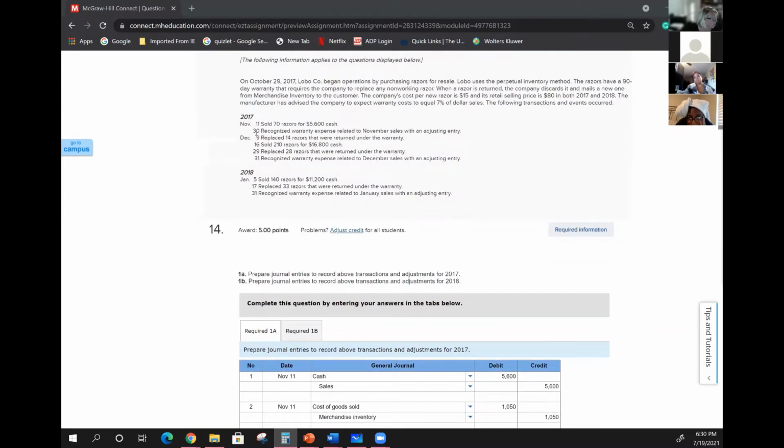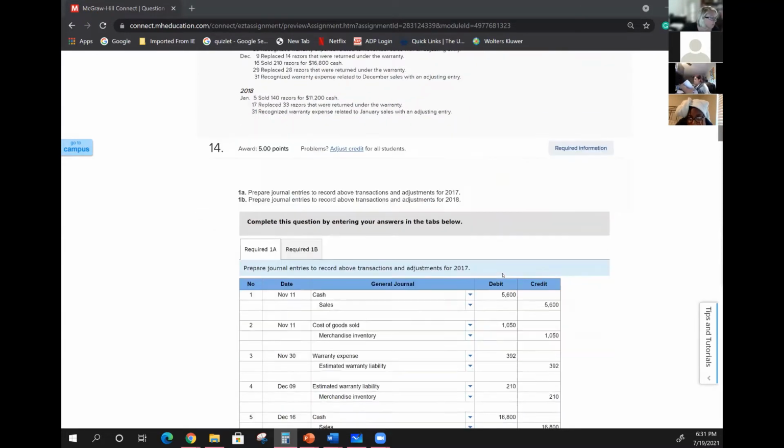Next, it says recognize warranty expense related to the November sales with an adjusting entry. So I'm making an adjusting entry to set up the warranty expense on the ones that I just sold. The information is given to us that it's 7% of the total dollar sales. So I'm going to take the 7% and multiply it by the $5,600 to come up with my amount that I need to set up as my warranty expense and my warranty liability. Warranty expense $392, and I'm going to credit the liability account $392.